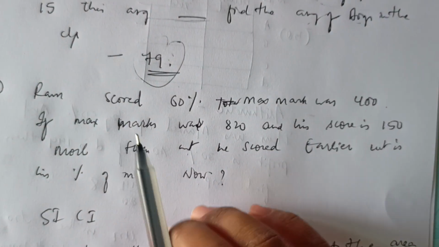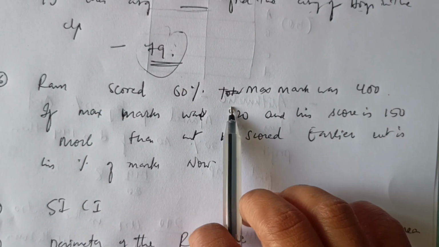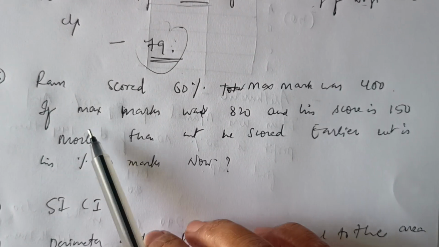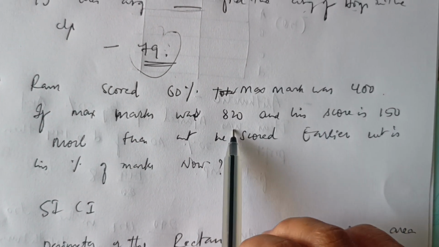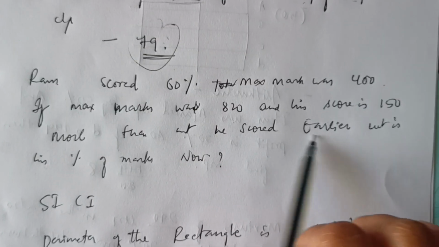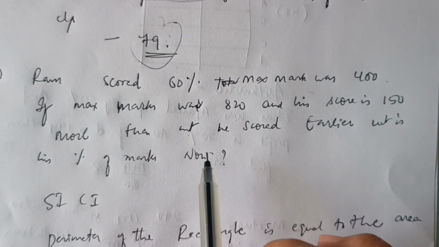And Ram scored 60 percentage in an examination. The maximum marks was 400. If the maximum marks was 820 and his score is 150 more than what he scored earlier, what will be his percentage of marks now?